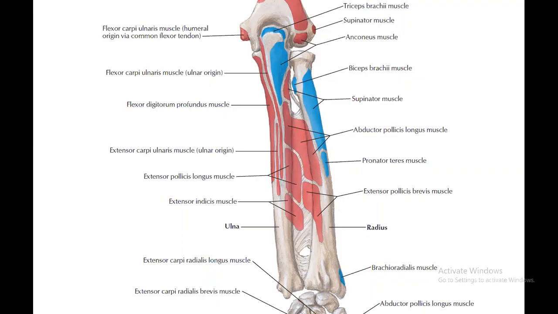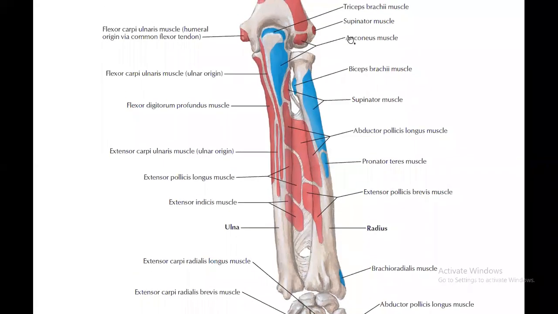Now the anconeus muscle you can see here. This is the insertion of this muscle only. The insertion is along the lateral surface here, and it also extends up to the posterior upper part of the posterior surface of the shaft also. This is the anconeus muscle. Just remember this thing.